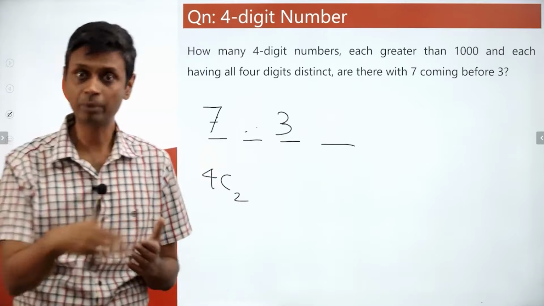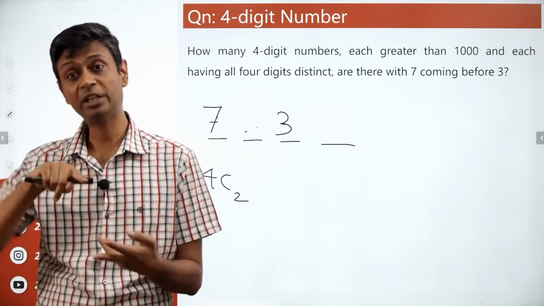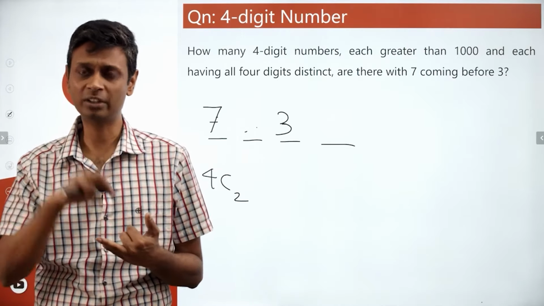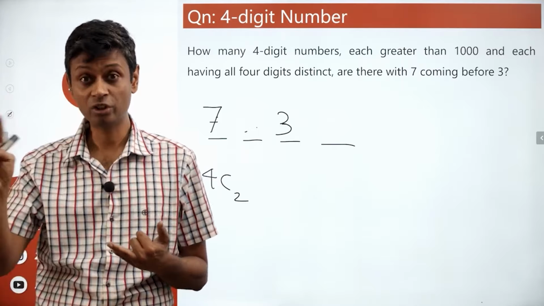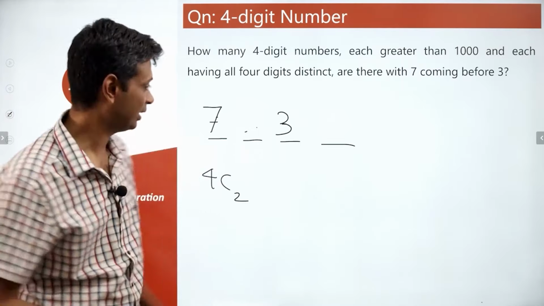Now let's dive deep and say 7 and 3 are in. Now we need to worry about the remaining 2 digits. Those 2 should be different from 7 and 3. We have 10 digits, of which 2 are gone. Out of the 8, we need to select some 2 digits. That is 8C2.